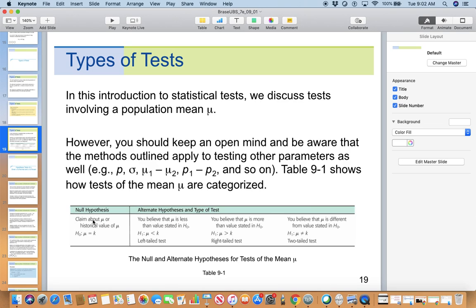Null hypothesis claim is about mu or a historical value of mu. Mu equals some number, so the population mean is some number. That is H0. Left-tailed: mu is less than the value stated in H0, so H1 is mu less than K. Mu less than K is left-tailed. Right-tailed is H1: mu greater than K. Two-tailed, H1 is mu not equal to K. All right.